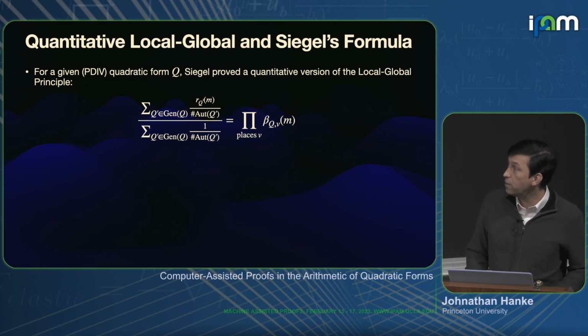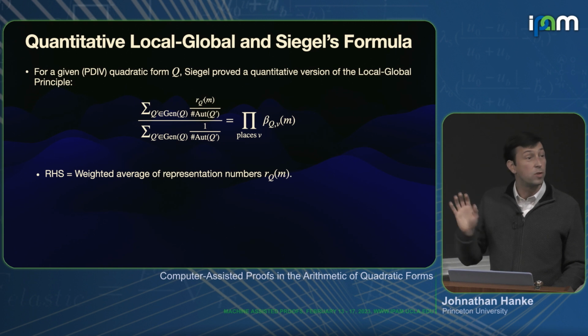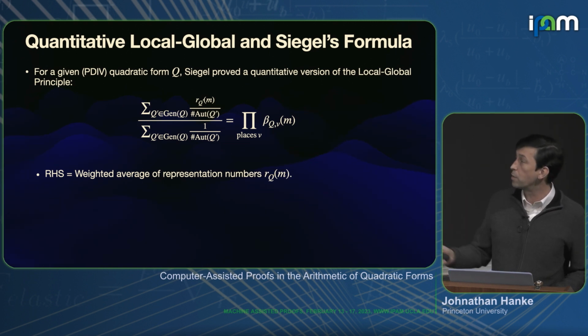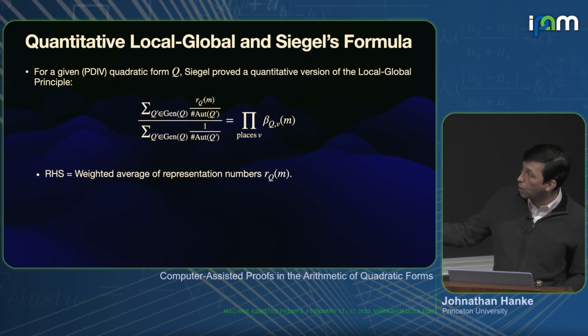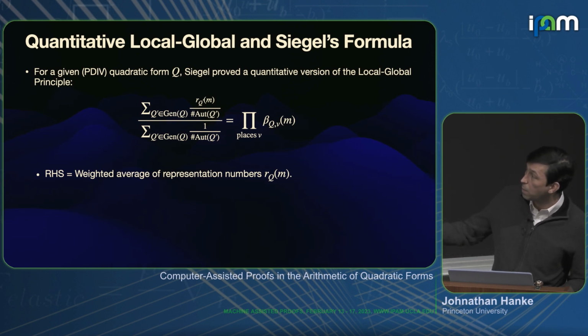So here's a fancy formula that says something. I just want to talk about what it says. On the right-hand side, we have a weighted average of representation numbers. Okay, so R_Q(M) is the number of ways of representing M by the quadratic form Q. And then for every quadratic form, you can ask how many automorphisms it has. If it's positive definite, there are definitely finitely many. And that's what I'm dividing by there.